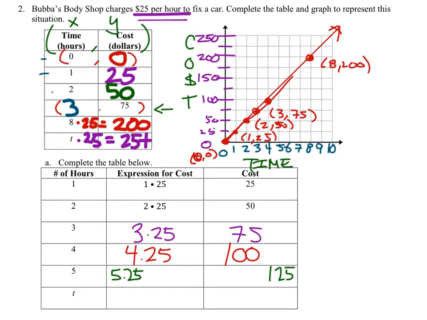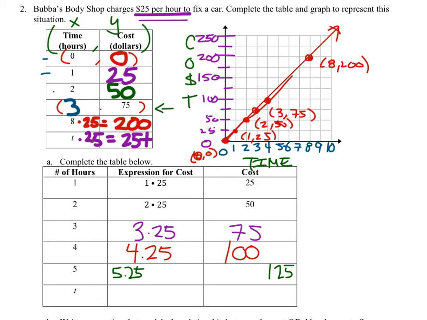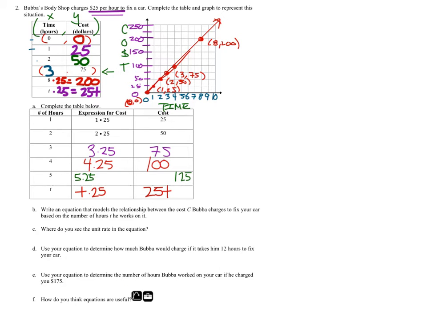Now for T hours, it would be the same idea as we did in the table up above. So we take T, the number of hours worked, times the $25 every hour. And again, we could just write it as 25T, 25 times T. Now let's write an equation for this that models the relationship between the cost Bubba charges to fix your car and the number of hours he works on it. So if we look at the cost, C is the cost. And then T is the time.